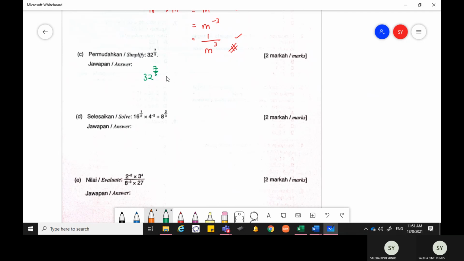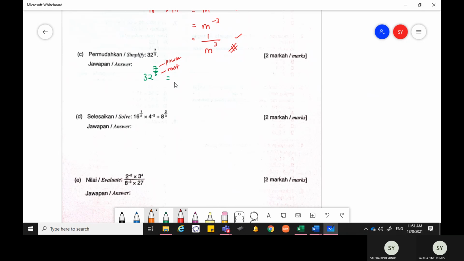Okay, so yang ini, kalau guna kalkulator memang mudah boleh terdapat jawapan. Tapi markah dia 2. So we need to show the working. Okay, so what will happen? Okay, so sekarang kita tengok bawah ni root 5, atas ni power. Okay, power dia 7. Okay, bawah ni adalah root. 5 ni adalah dia punya root.